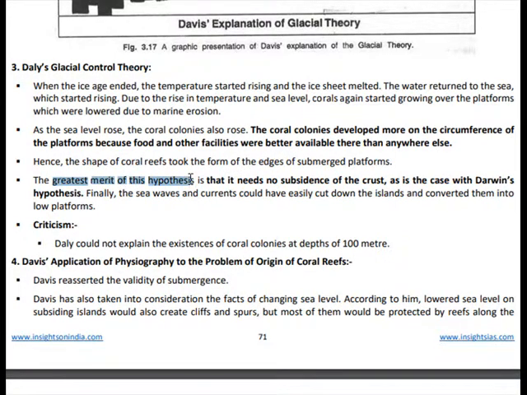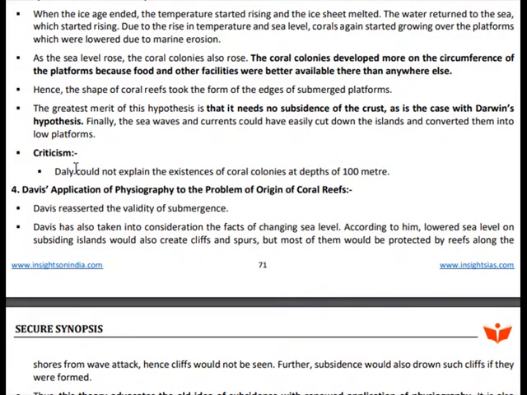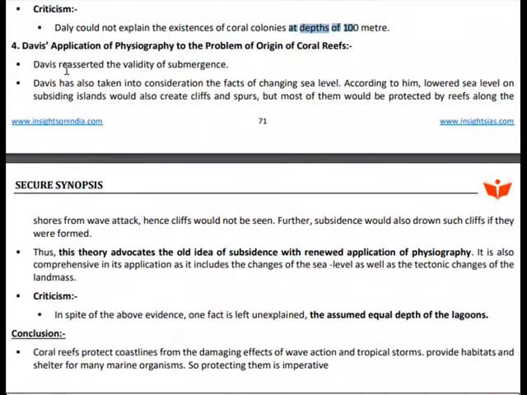The greatest merit of this hypothesis is that it needs no subsidence of the crust, as is the case with Darwin's hypothesis. Finally, the sea waves and currents could have easily cut down the islands and converted them into low platforms. Criticism. Daly could not explain the existence of coral colonies at depths of 100 meters. 4. Davis' application of physiography to the problem of origin of coral reefs.